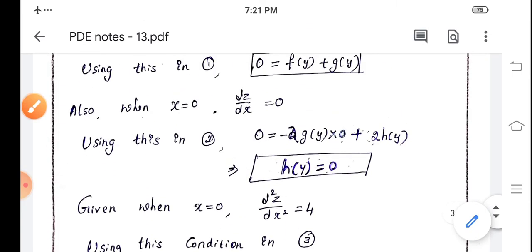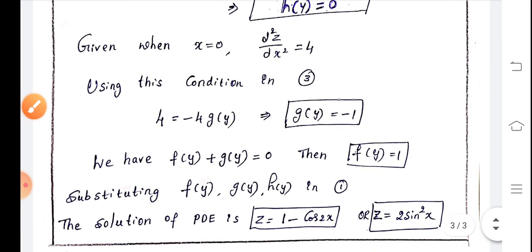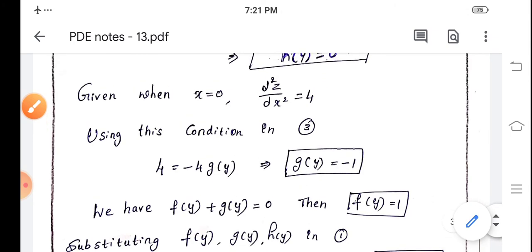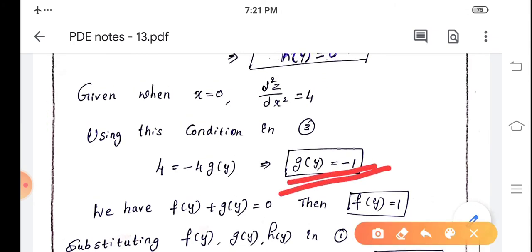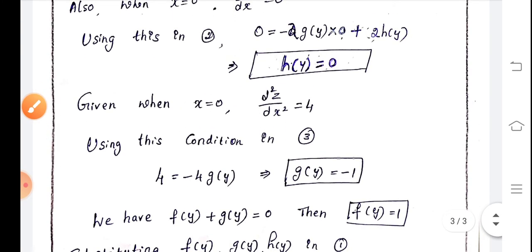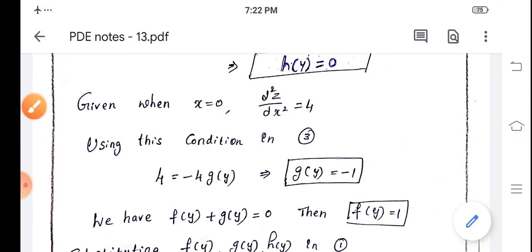Now, already we have obtained one equation, that is f of y plus g of y is equal to 0. Since g of y is minus 1, we write f of y as minus of g of y. That is, f of y is equal to minus of minus 1, that will be equal to 1. So now we have obtained f of y is equal to 1, g of y is equal to minus 1 and h of y is equal to 0.